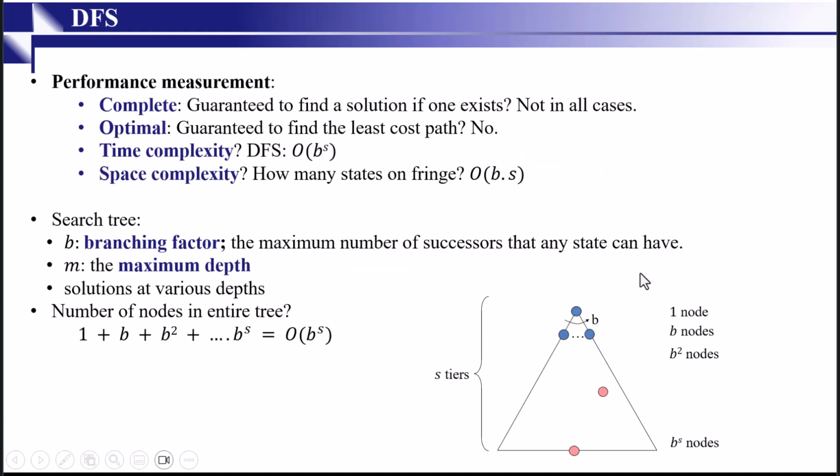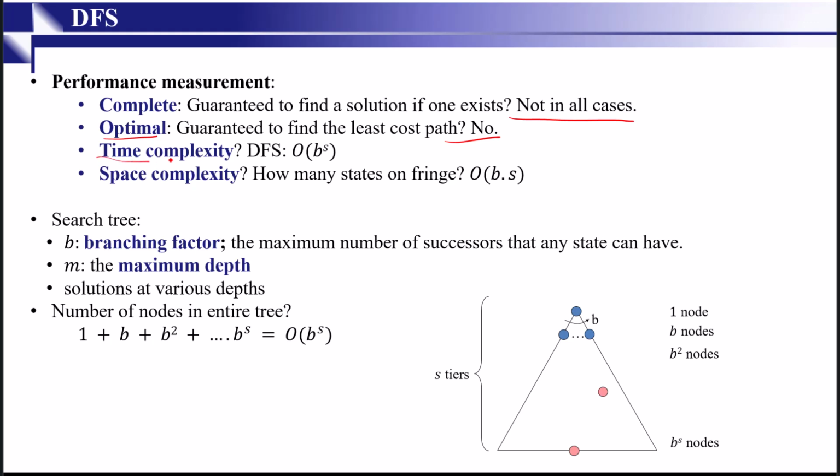Now, let's discuss the performance of DFS, in terms of solution depth and path. First, regarding completeness, DFS is not guaranteed to find a solution in all cases. It may follow a very deep or infinite branch and miss a solution at a shallower depth. Regarding optimality, DFS is not guaranteed to find the least cost path because it explores a path to its deepest node without considering a shorter path that may exist elsewhere.